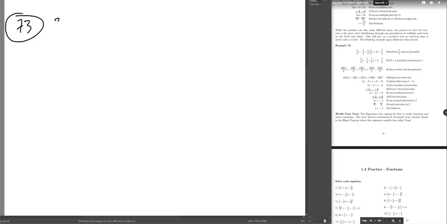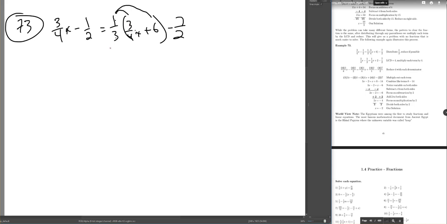All right, so that's 3 over 4x minus 1 over 2 equals 1 over 3 multiplied by 3 over 4x plus 6 over 7 over 2. So what they're saying here is get rid of these brackets first. All right, we'll do that. So we have to multiply by this and we have to multiply by that, right? So 1 over 3 times 3 over 4 times x. I can get rid of this, right? That's a 1 and a 1, so that's 1 over 4x.